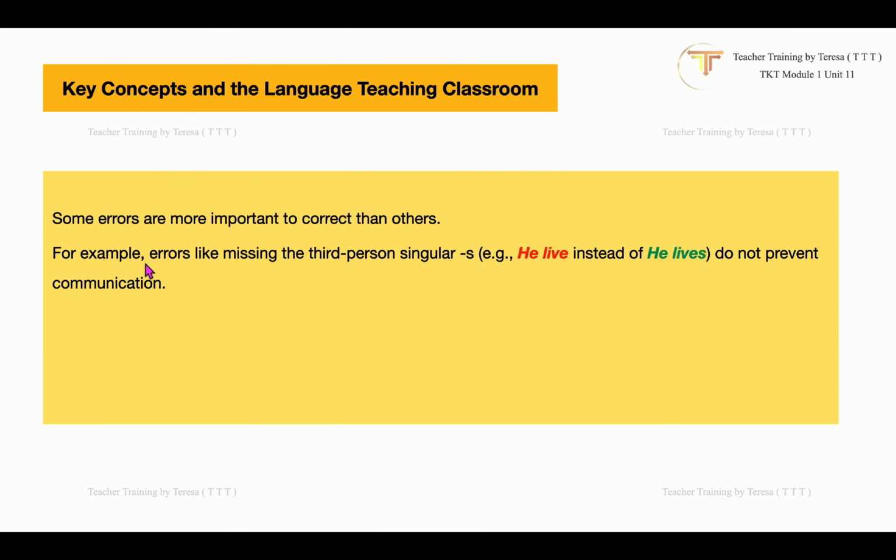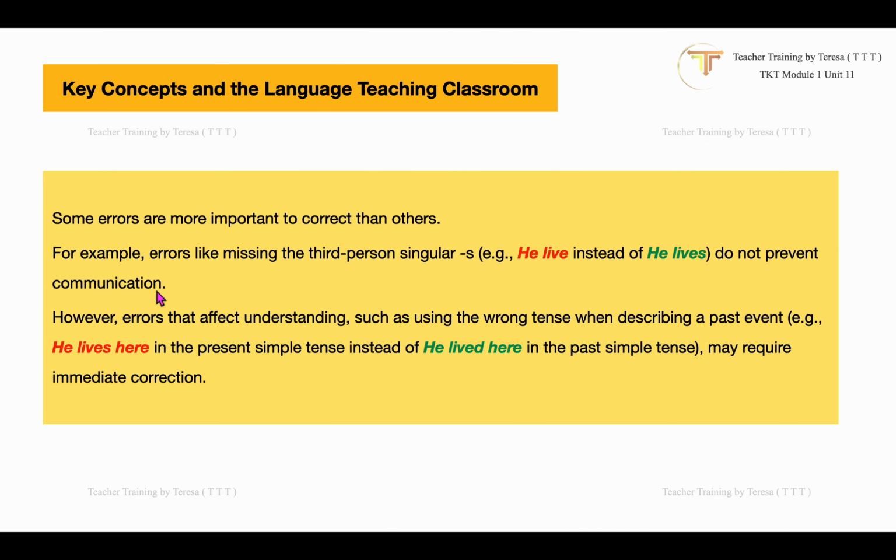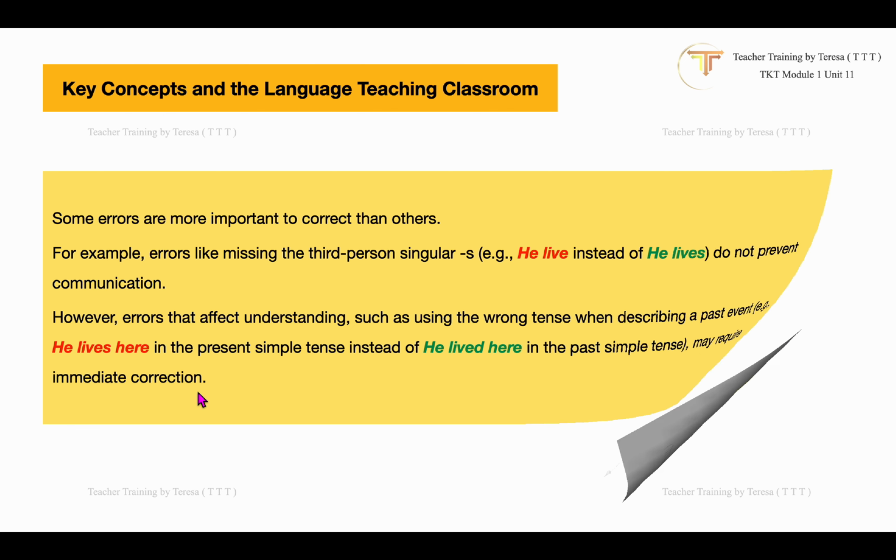For example, errors like missing the third-person singular s, for example, "he live" instead of "he lives", do not prevent communication. However, errors that affect understanding, such as using the wrong tense when describing a past event, for example, "he lives here" in the present simple tense instead of "he lived here" in the past simple tense, may require immediate correction.